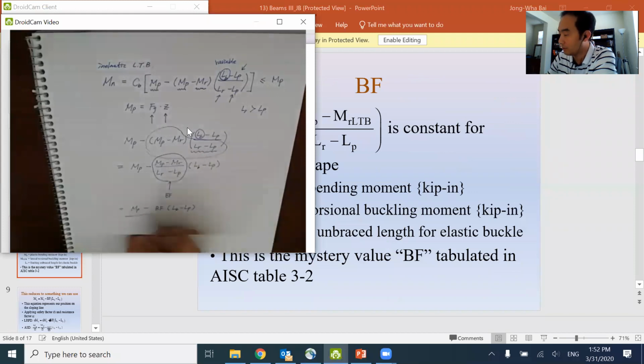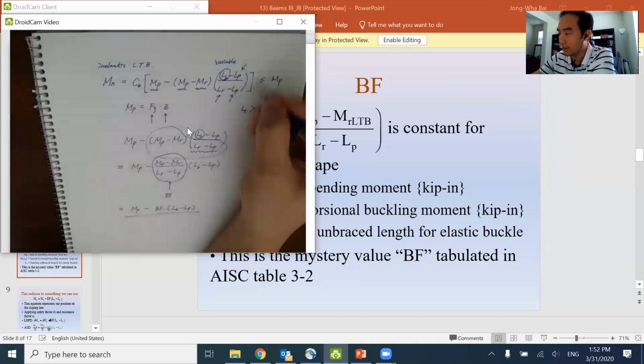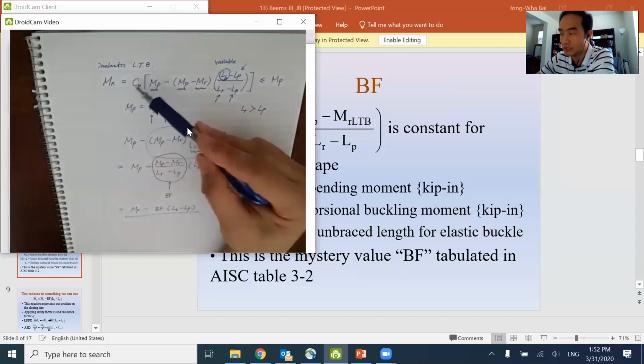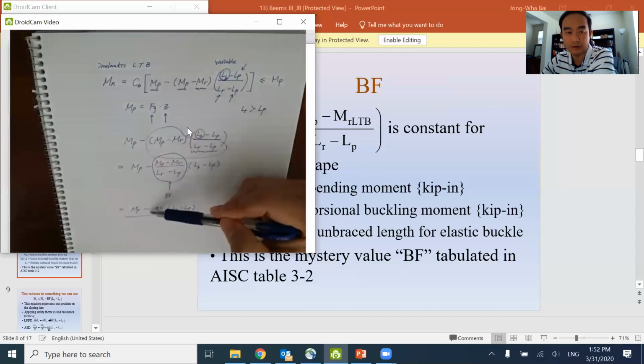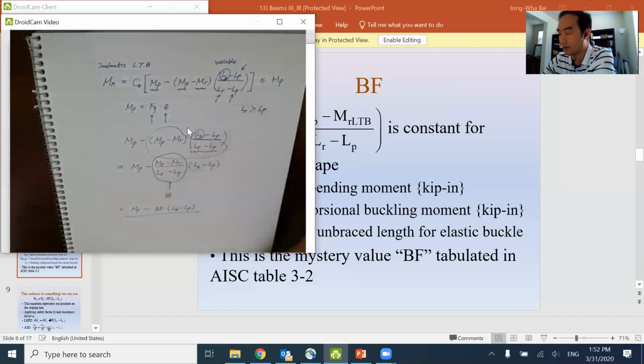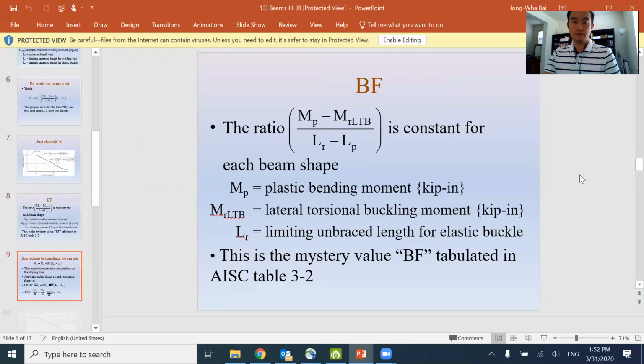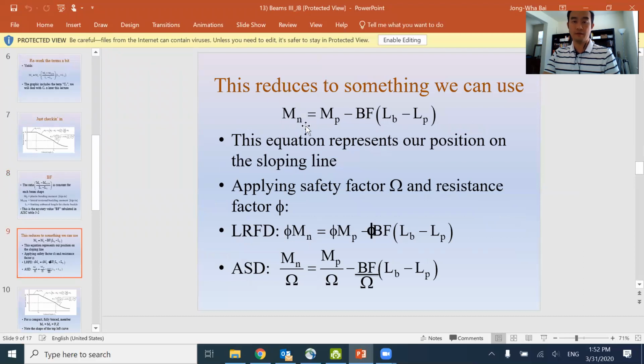So when I put it back into this bracket, our original equation now is going to be Mn is equal to Cb times Mp minus Bf times Lb minus Lp. That's it. And this Mp, Bf, and even Lp, we can pre-calculate in a numerical term. All right, so this is the final expression of Mn. It's simplified in terms of Bf.